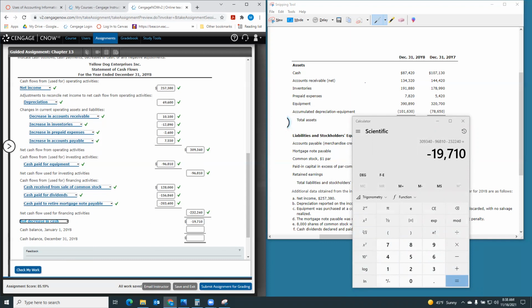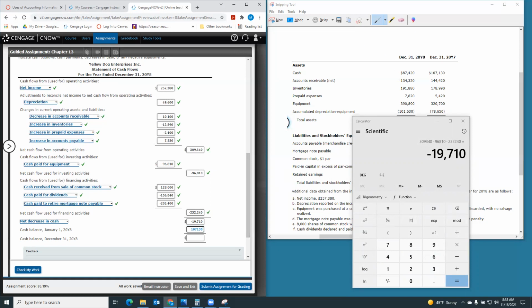Then we're going to go to our balance sheet and look at what our cash balance was at the beginning of the year. We use this one, even though it says December 31st, 2017, that's going to be the same amount. That's our end of last year. We can use it also as the beginning of this year. So 107,130.